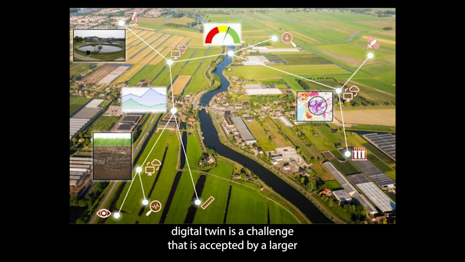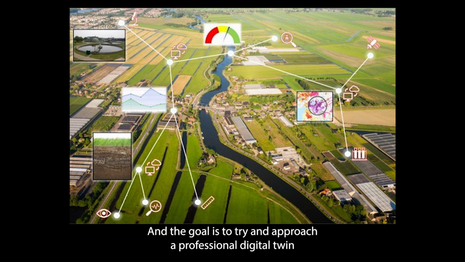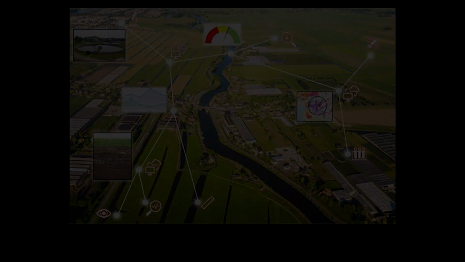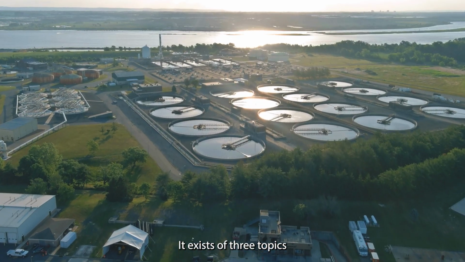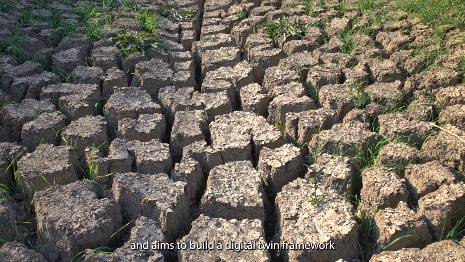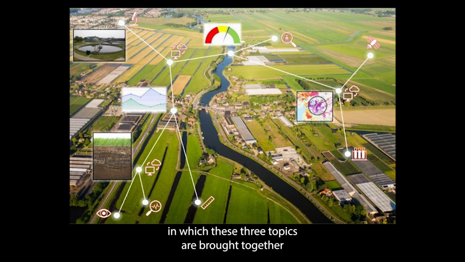The water management digital twin is a challenge that is accepted by a larger number of institutions, including Wageningen University. And the goal is to try and approach a professional digital twin that can accurately mimic our water management systems. It consists of three topics: water treatment facilities, water quality and drought, and aims to build a digital twin framework in which these three topics are brought together to make a digital twin of our entire system.